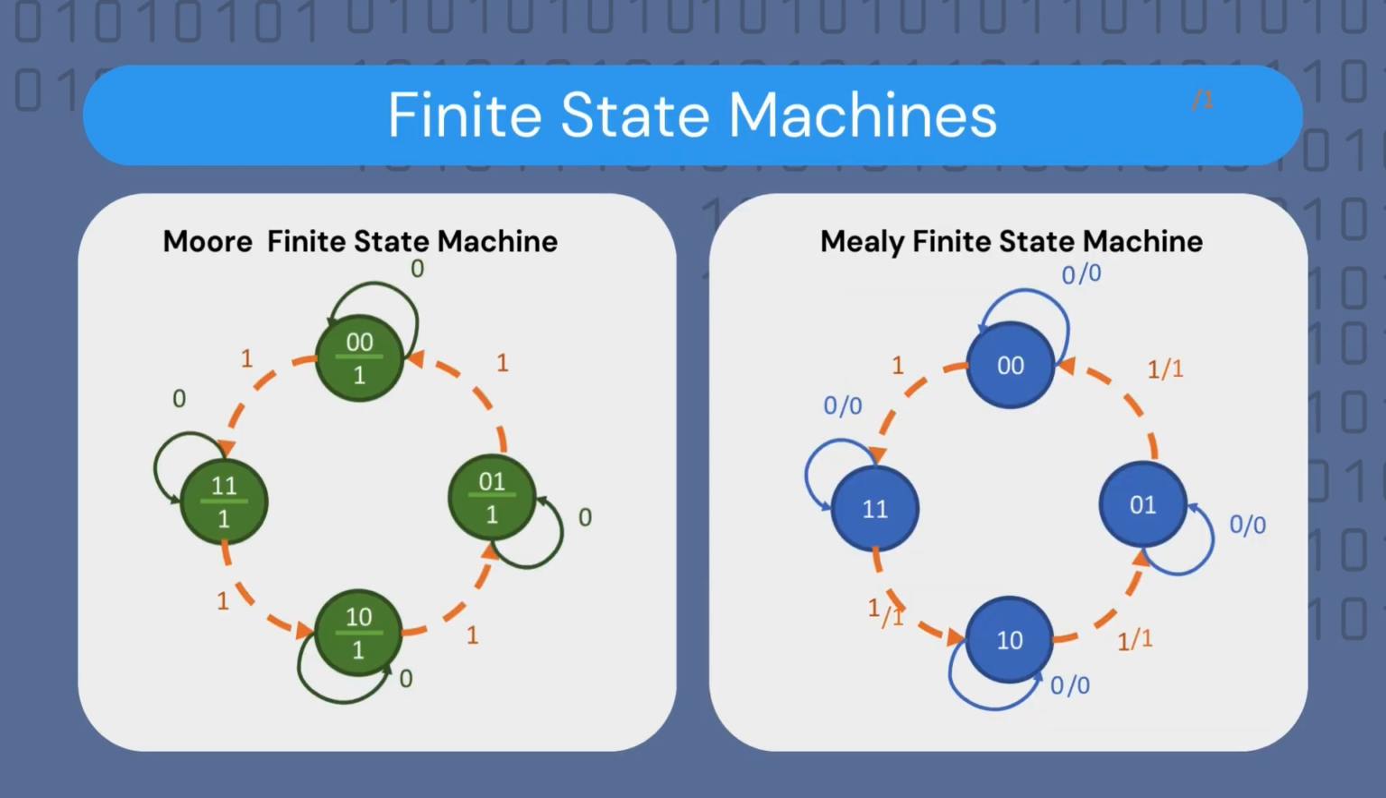As mentioned previously, the finite state machine can change states either based on the input to the machine or based on the current state. Therefore, we have two main types of finite state machines. We have the Moore finite state machine and the Mealy finite state machine. The Moore finite state machine is a finite state machine where the transition from one state to another is completely dependent on the current state.